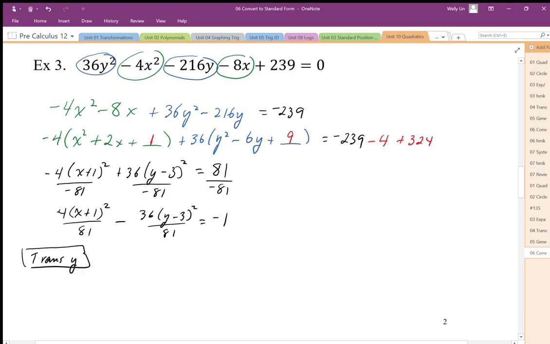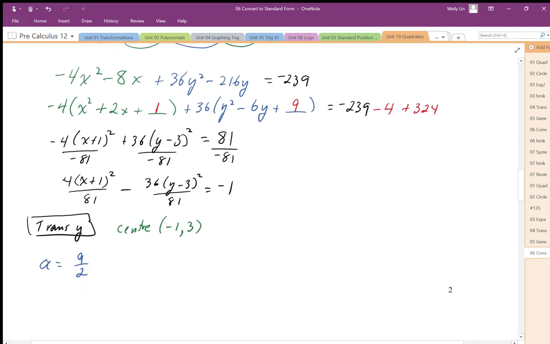Okay, so that's important. Since it's in the perfect square form, I know where the center is. The center is going to be at negative 1, positive 3. And then the a and b values. My a value, we need to use the reciprocal here. So the reciprocal is 81 over 4, so the square root of that is going to be 9 over 2. Here, this one actually simplifies. Maybe I should have simplified that, but regardless, I can still work out this b value.